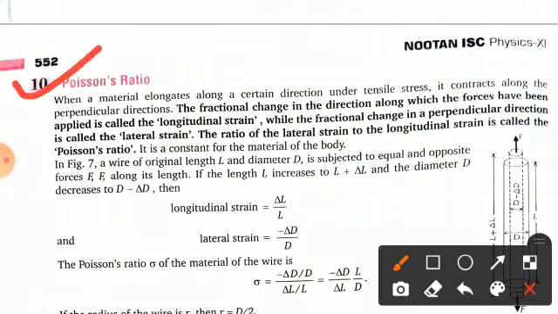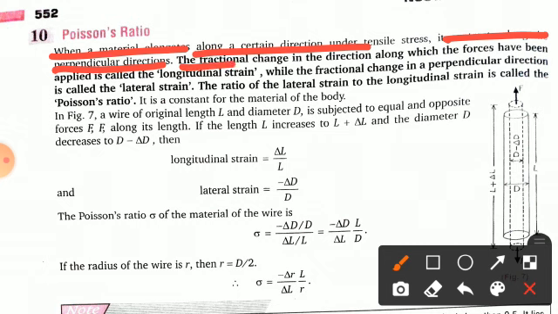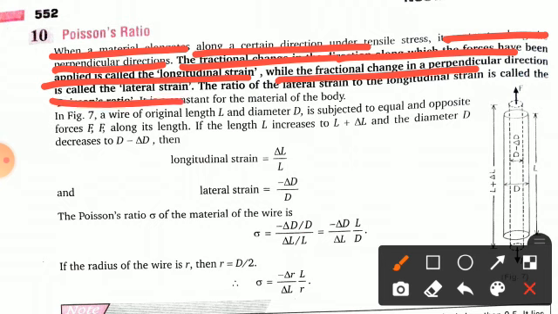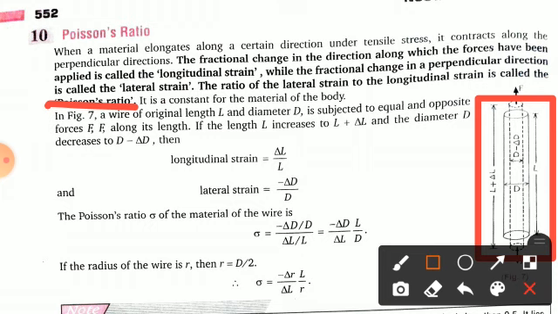Now this is the most important one, that is the Poisson's ratio. So what is the Poisson ratio? You can see here. When a material is elongated along a certain direction under tensile stress, it contracts along the perpendicular directions. The fractional change in the direction along which the forces have been applied is called the longitudinal strain. I already told you strain and stress. While the fractional change in a perpendicular direction is called the lateral strain, the ratio of the lateral strain to the longitudinal strain is called the Poisson's ratio. This is the most important one. Now just have a look over the figure, how Poisson proved this relation. The Poisson's ratio is constant for the material of the body.